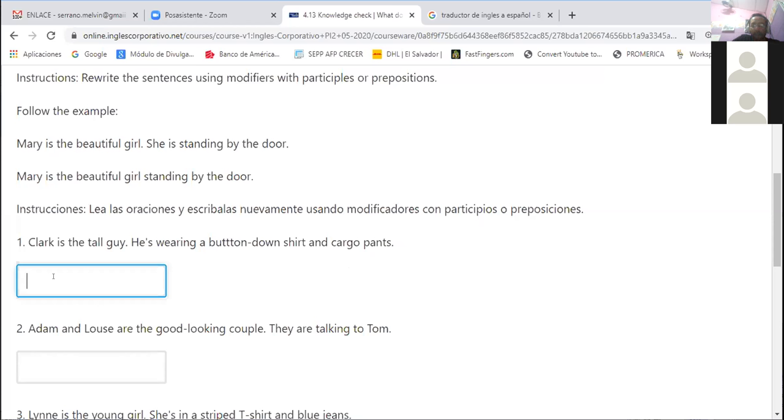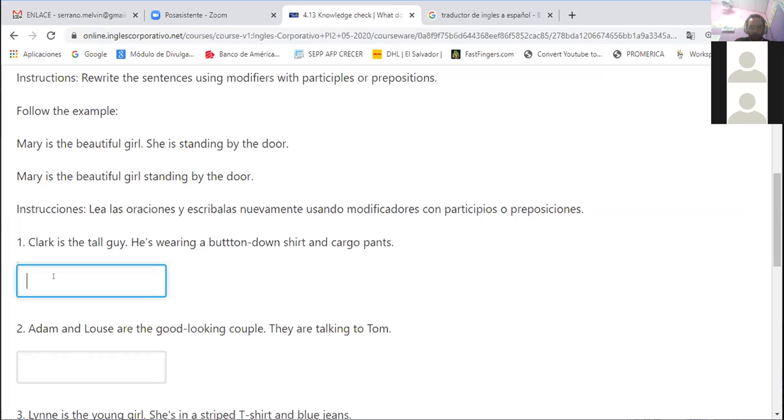Okay, so in the example, we have Mary is the beautiful girl. She is standing by the door. It's two sentences. One is the description and the other is the activity, what she is doing. And we put it into one sentence. Mary is the beautiful girl standing by the door. We don't repeat, she is. Do you see? So we take the two sentences and we combine them into one sentence.